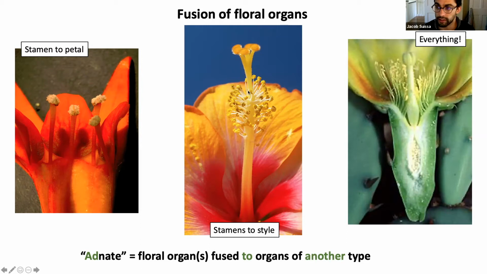Or here in the center in this hibiscus, you would actually say two things. One, the stamens are connate to themselves, because they form this tube where they're all attached. And secondly, you would say that the stamen tube is adnate to the style. You can see that here. And then here on the right, everything is fused together, and we give that a particular name, which I will go over later in the slides. Oh yeah, we do go over them in the slides, so we'll talk about that.